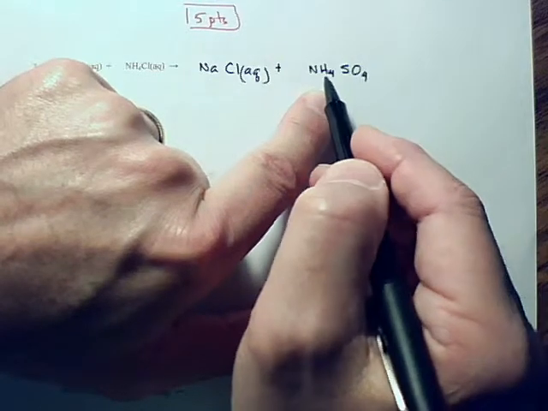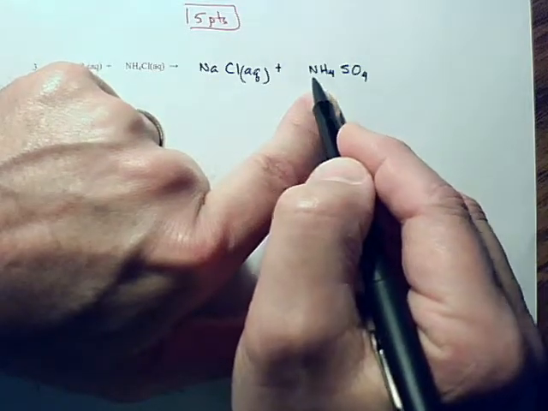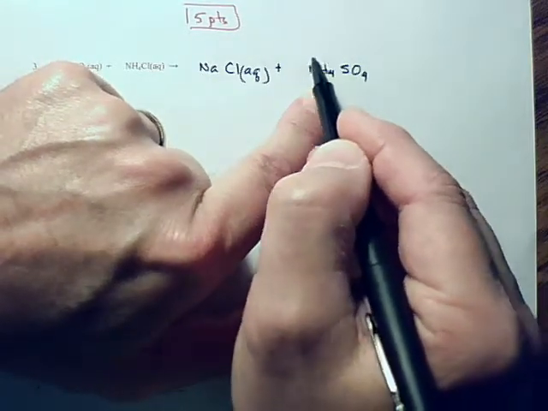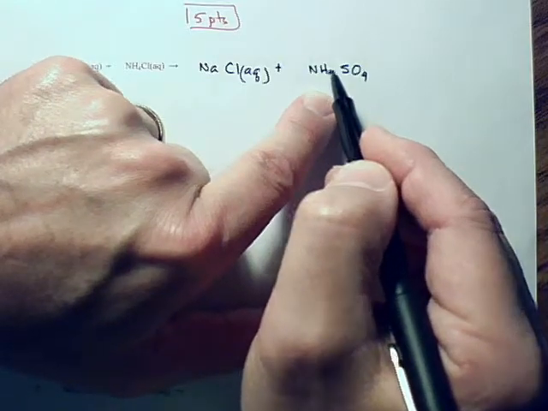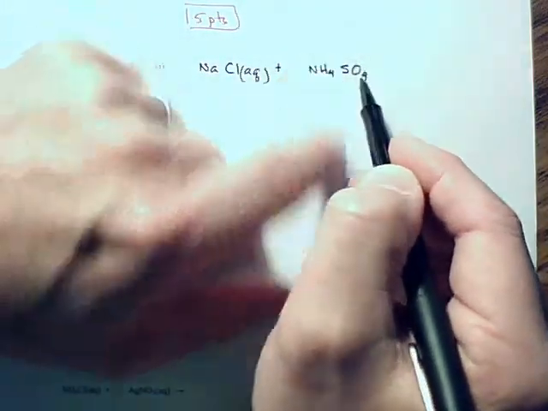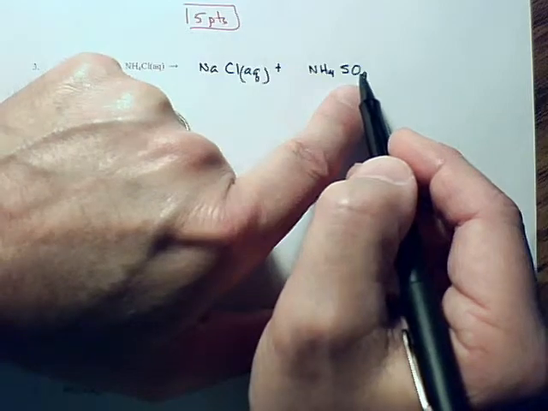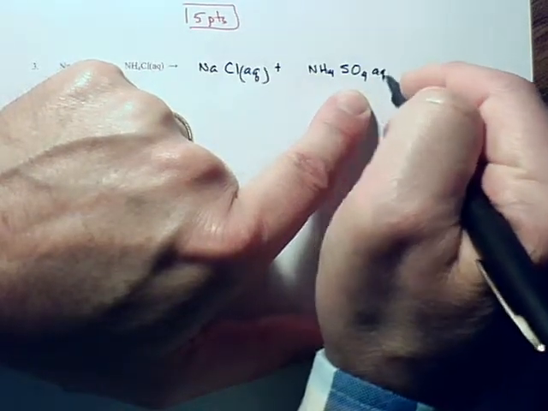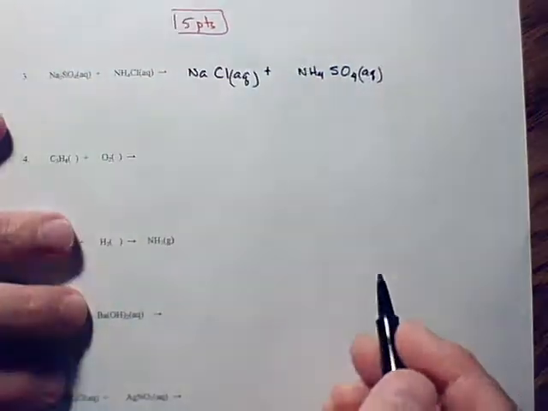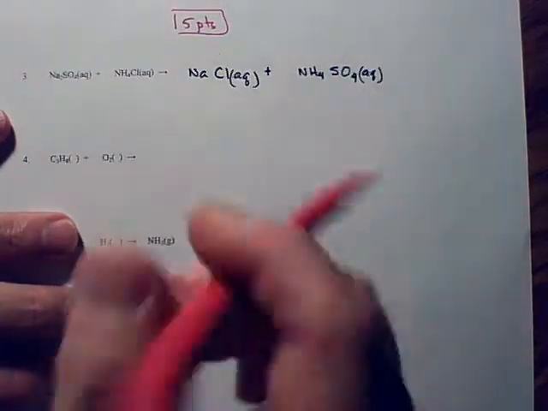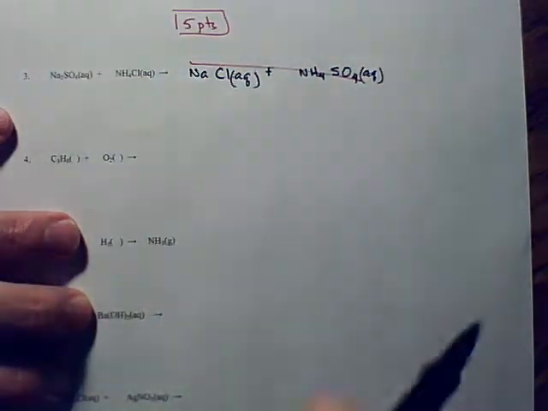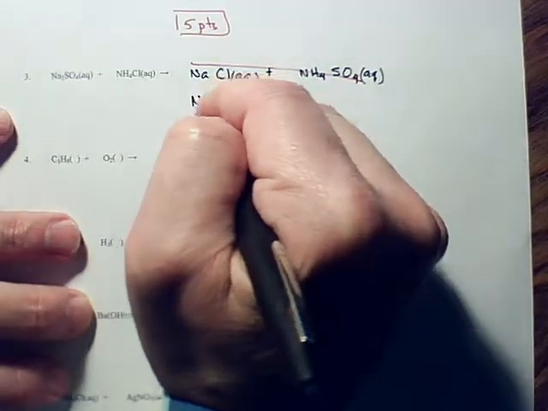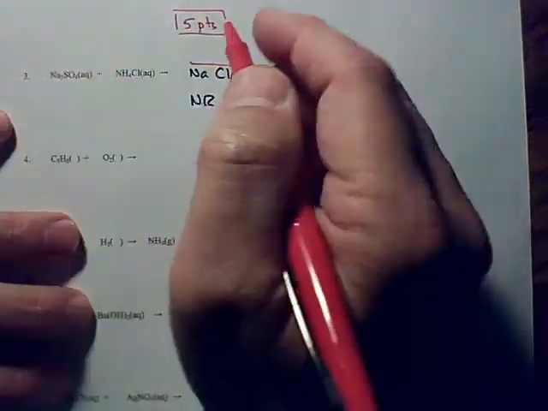Well, in the solubility rules, the very first rule says, among some other things, ammonium compounds are always soluble. It also says later on that sulfate compounds are mostly soluble, and there are a few exceptions, but ammonium is not one of them. So this is also going to be aqueous, and that means we do not have a driving force here. Therefore, all we need is NR on the back side of this, and this question is also worth 5 points.